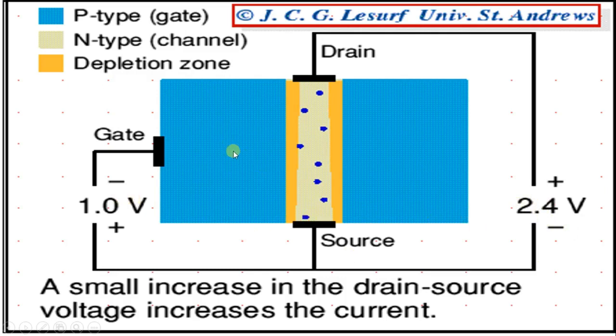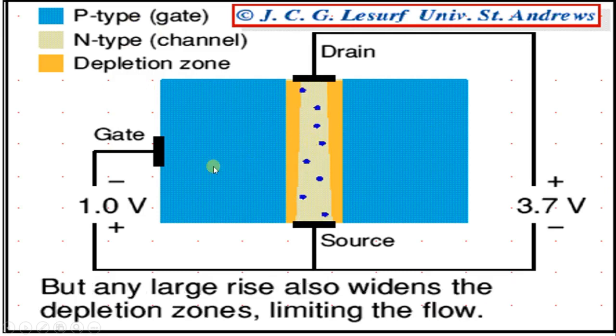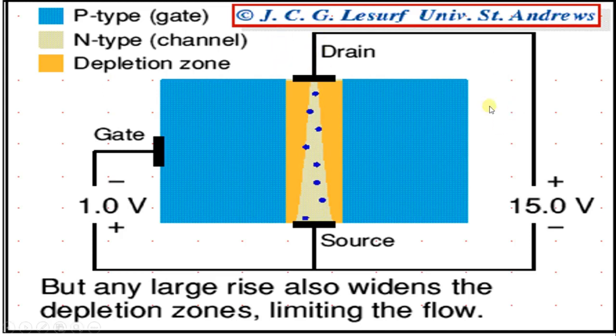You are watching here that the blue part is P type material, the middle is N type, and the depletion layer is between, in orange. One is constant, the second is varying, and the depletion layer is increasing. When the depletion layer increases, the current will decrease. So when the depletion layer increases, the graph will be decreasing. This is the method.